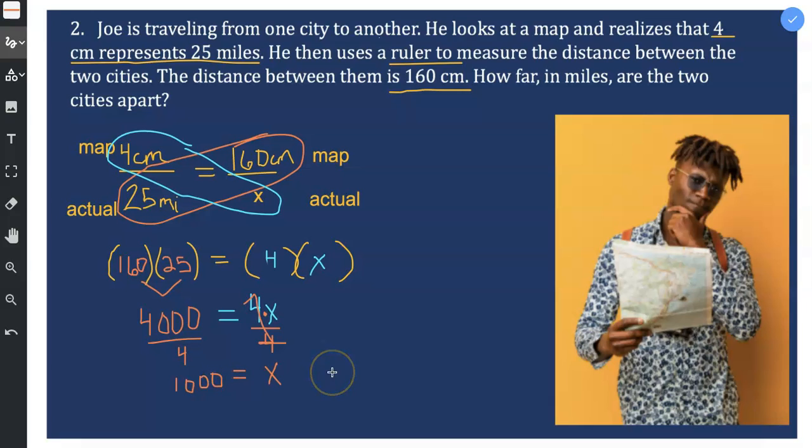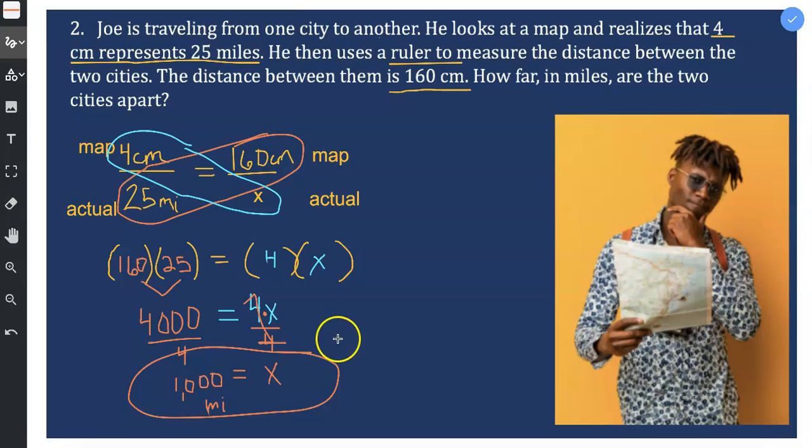So x represents 1,000, and let me look back to figure out what the units are. So the x is across from miles, so this actual distance is in miles. So on the map, when he measured it, it was 160 centimeters, the distance between the two cities. In reality, the actual distance between the two cities is 1,000 miles.